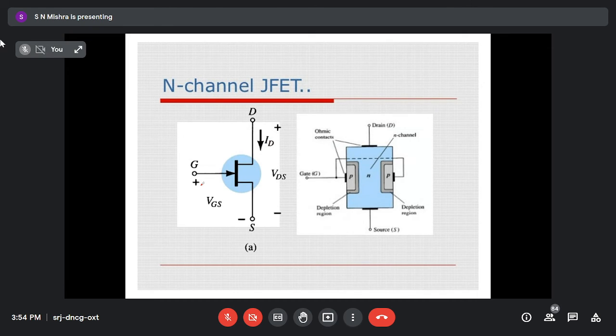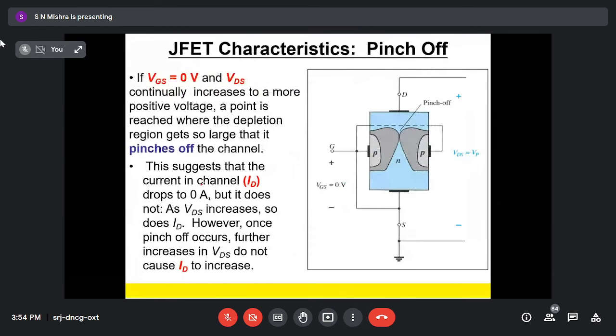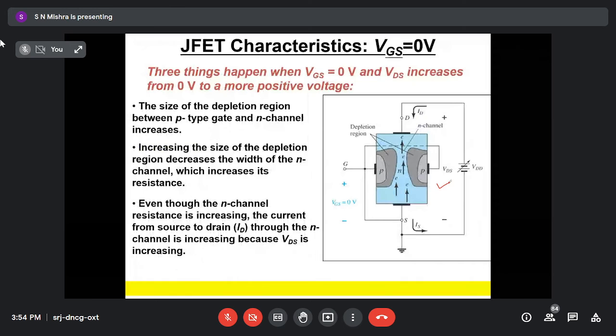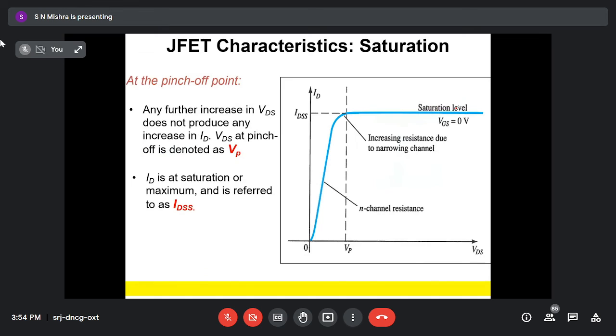See this one. This is the original structure. When VGS is 0, I have explained this one: this portion will touch each other, so ID will decrease. Now at this point, VGS equals VP, the channel pinch off. The channel blocks, so current should reduce to 0, but practically it has been seen that it does not reduce after this point. The current will saturate from here. So for VGS 0, this is the saturation level, and this is your IDSS.